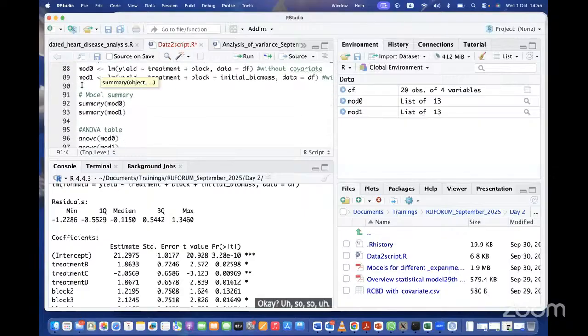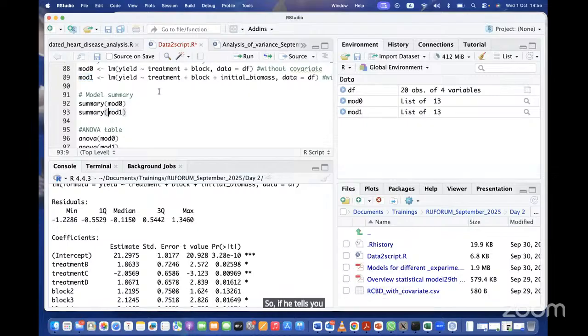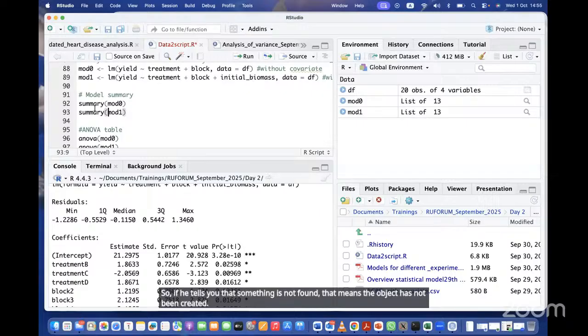Judith, before you can run this line here, you need to have run line number 81. So if it tells you that something is not found, that means the object has not been created. Okay.